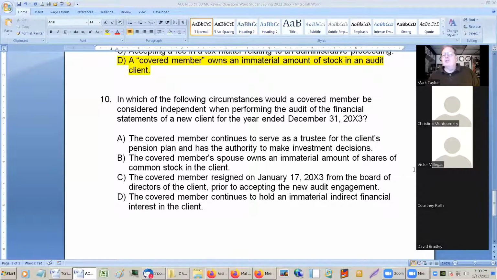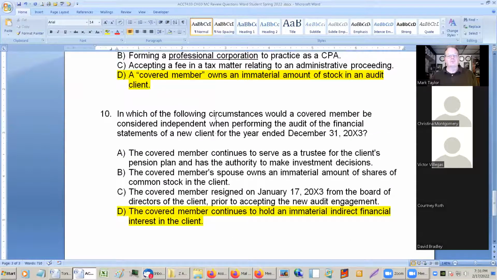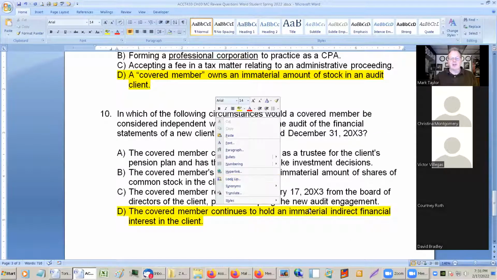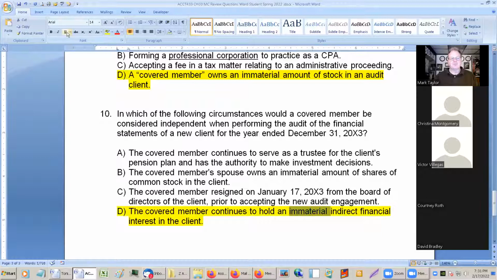So following, D is correct. Immaterial, indirect. Well, you guys got all of them, so I will download the results.